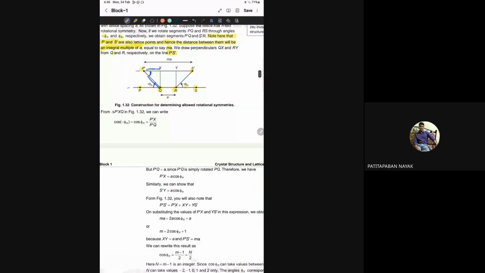But P prime Q is equal to A, since P prime Q is simply rotated from PQ. This has been rotated to get this one. P has been rotated by phi n. So PQ must be equal to P prime Q. And PQ is equal to A. So that's why P prime Q is equal to A. If we use this relation and this relation, we'll get P prime X will be equal to A cos phi n.